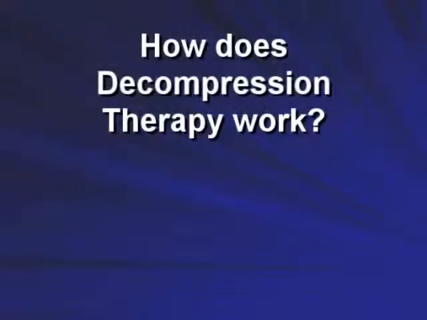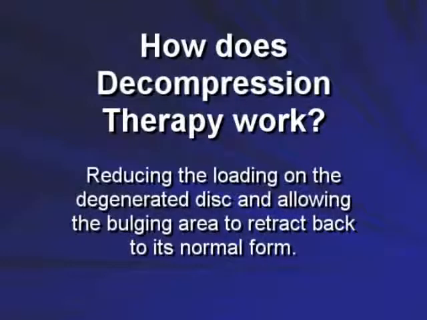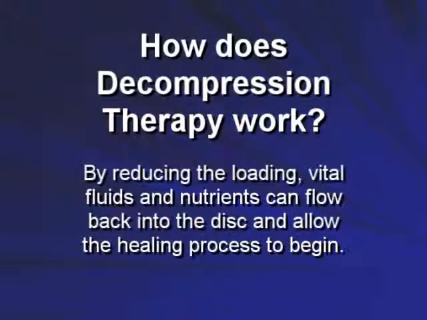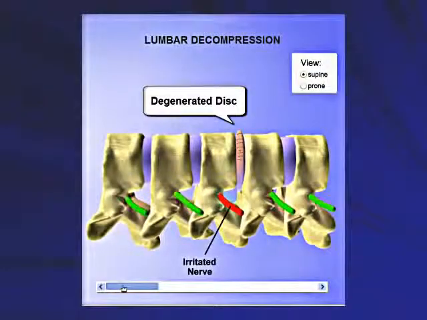How does decompression therapy work? Decompression therapy works by reducing the loading on the degenerated disc and enabling the bulging area to retract back to its normal form. By reducing the loading, vital fluids and nutrients can flow back into the disc and allow the healing process to begin. Let's animate the decompression process on a bulging disc within the lumbar area.